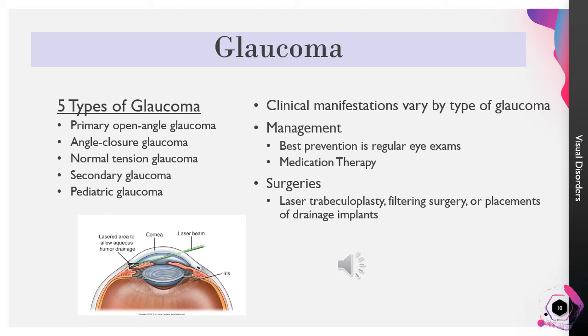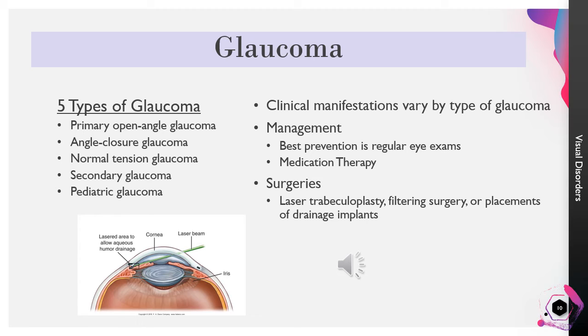The clinical manifestations will vary depending on the type of glaucoma. In primary open-angle glaucoma, clients usually experience headaches, mild eye pain, loss of peripheral vision, decreased accommodation, and halos are often seen around lights. The intraocular pressure is usually elevated between 22 and 32 millimeters of mercury. There is a gradual loss of peripheral vision, usually in both eyes, and tunnel vision in advanced stages.